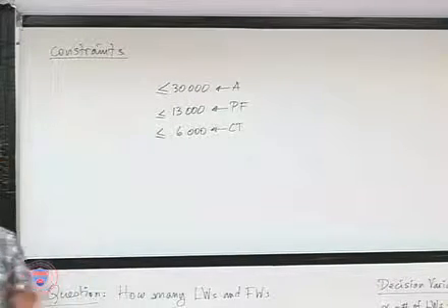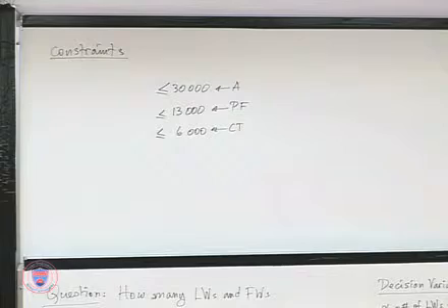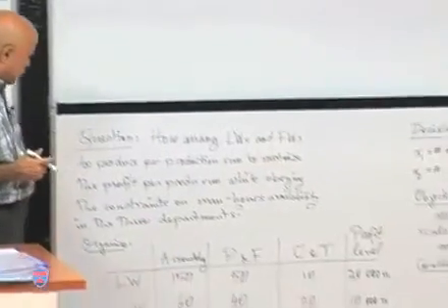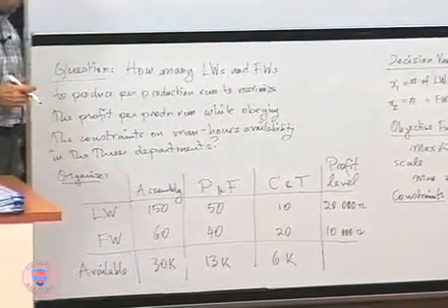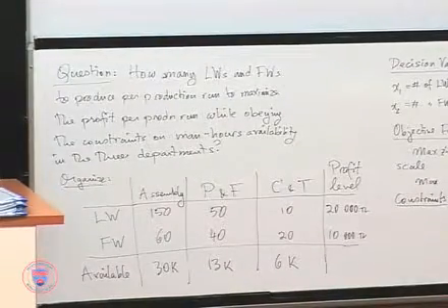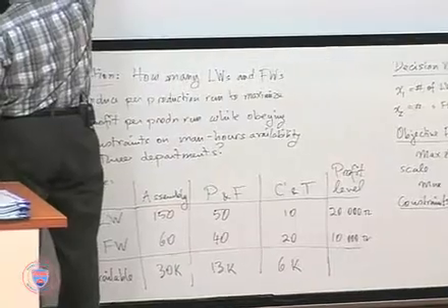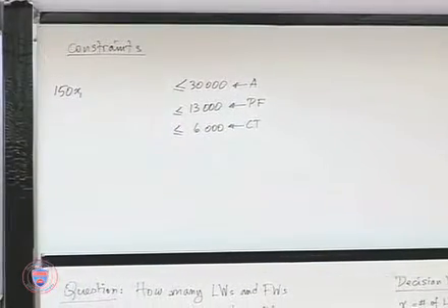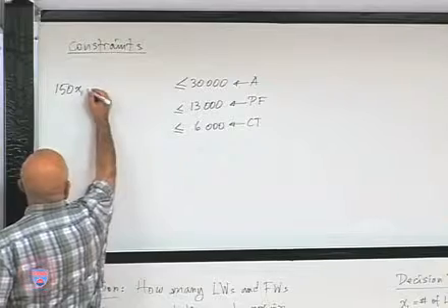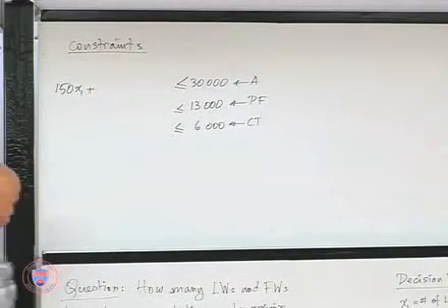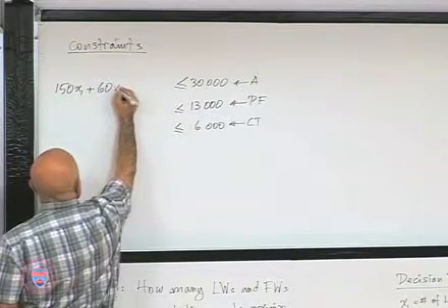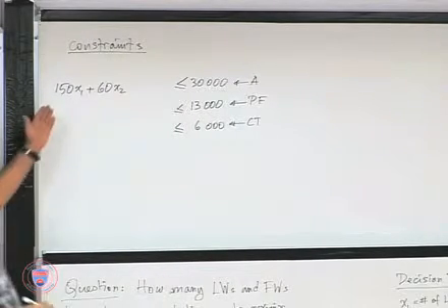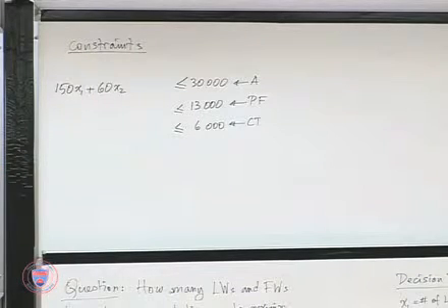Now, of course, on the left, you write down the actual hours you would spend in each of these departments. If you look back into your table, a Volkswagen uses 150 man-hours for assembly. So that means when you produce X1 units of your Volkswagens, that's the total time you would spend in the assembly department for Volkswagens. For the second car, you spend 60 man-hours per car, so 60 times X2 would give you the total. So 150 X1 plus 60 X2 should be less than or equal to 30,000.